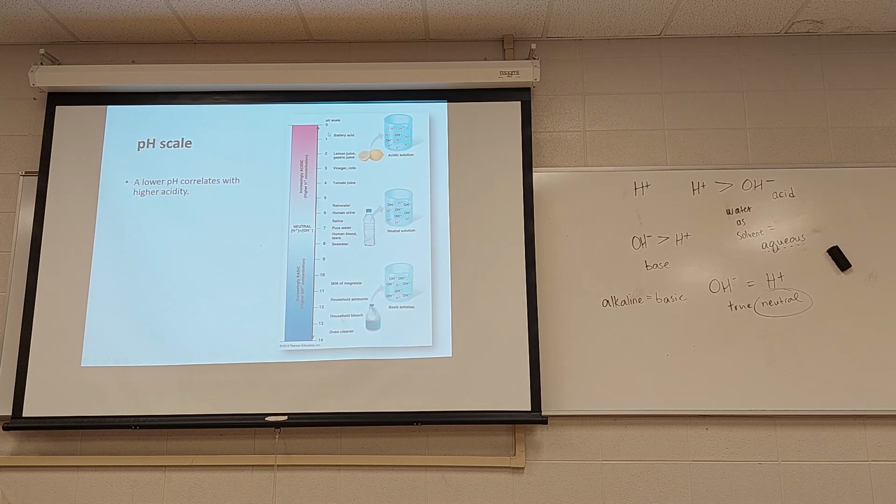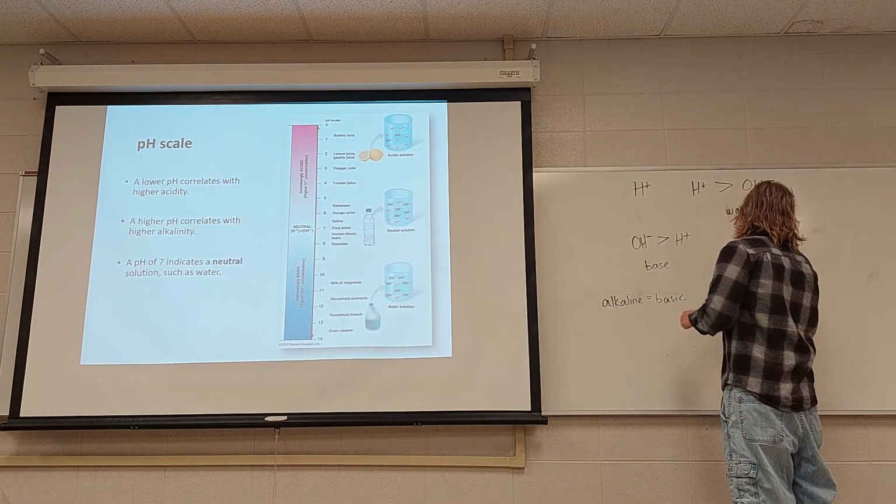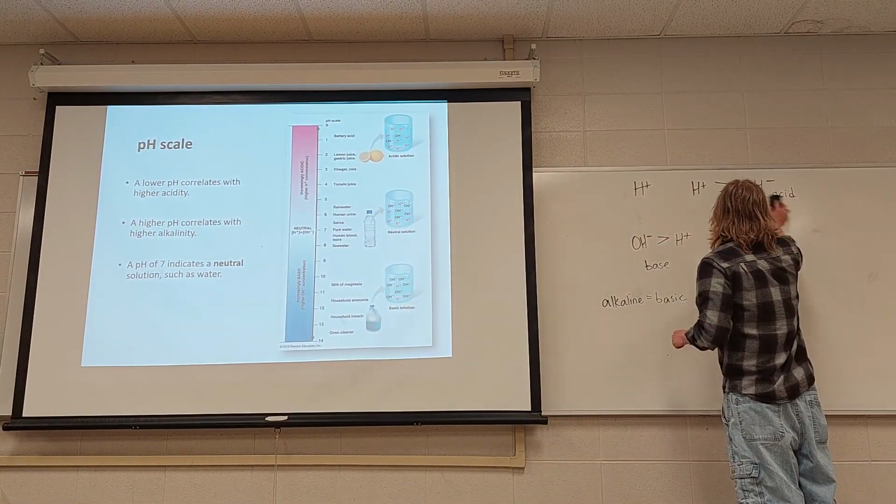So just to reiterate, lower pH means more acidic. Higher pH means more basic or alkaline. 7 is truly neutral. Also, just some good information on how the scale actually works.